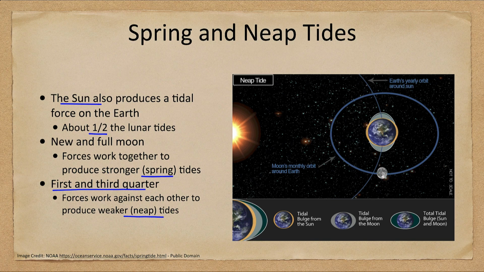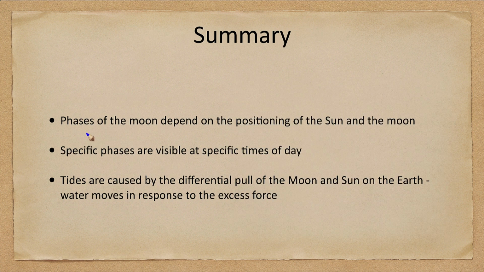So let's go ahead and finish up with our summary. What we found this time is we looked at the phases of the moon and that they depend on the positioning in the sky of the sun and the moon. Specific phases are visible at specific times of day. And we looked at the tides caused by the differential pull of the moon and sun on Earth, and the water moves more or less depending on that excess force. So we will get high tides and low tides at different times depending on how those two are together.